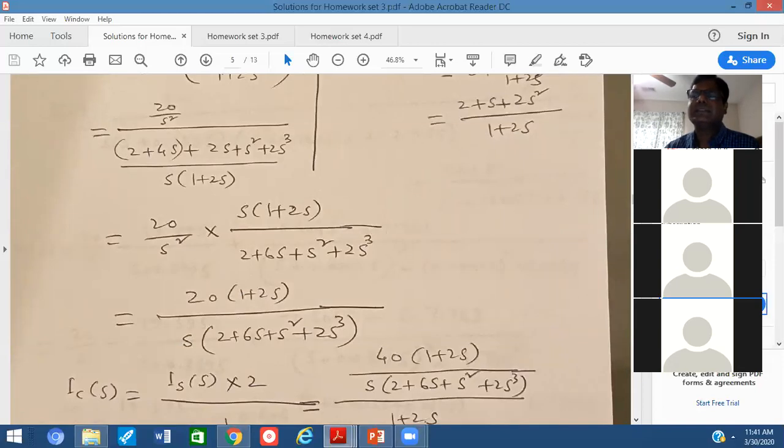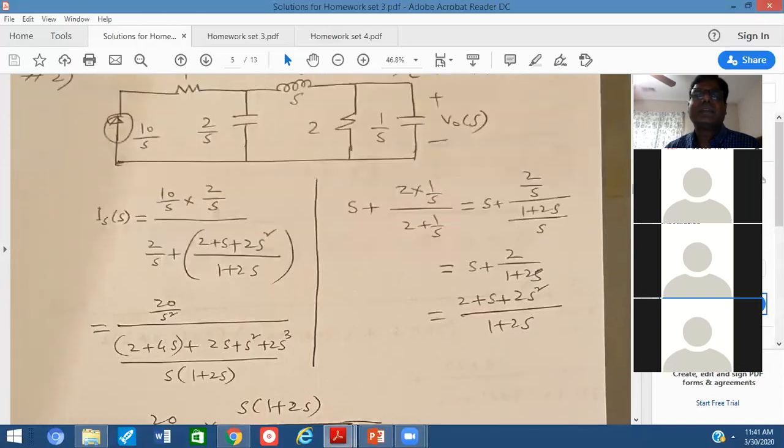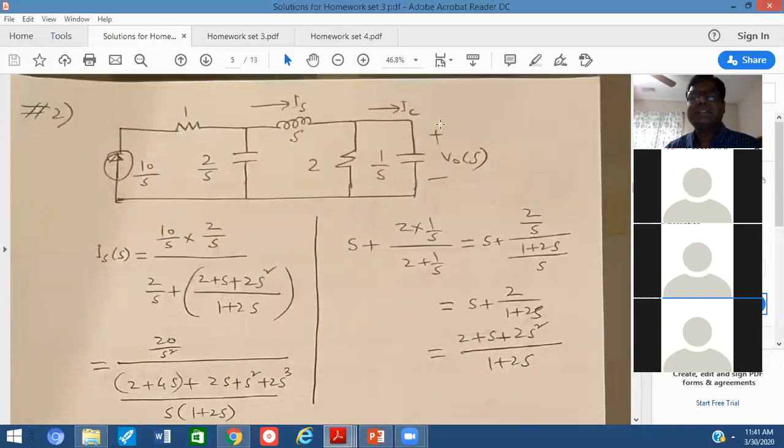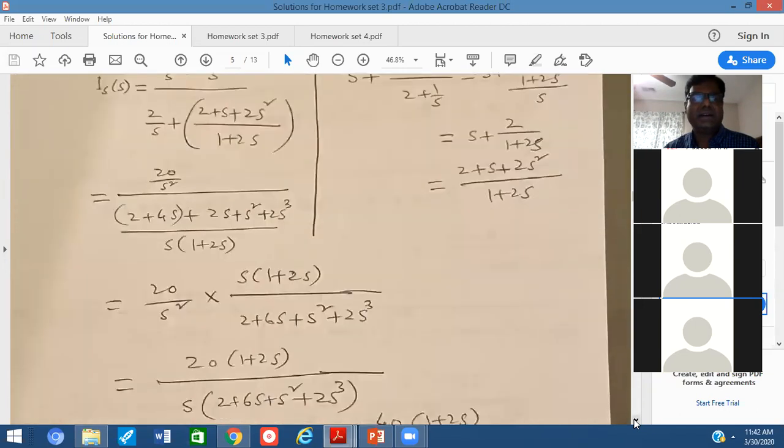Now, if you see the circuit, because your goal is to find V naught of S, you have to get this current, Ic current. Once you calculate the Is current, then this current is again divided into two parts. Something is going through the 2 ohm and something is going through this one. You need to know how much current is flowing through the 1 over S. If you know that and multiply it by 1 over S, then that is your voltage. So I have Is and now I want to calculate Ic. That I am doing, again using another current divider rule.